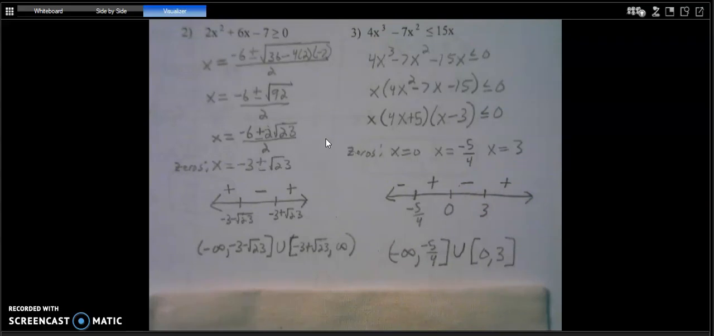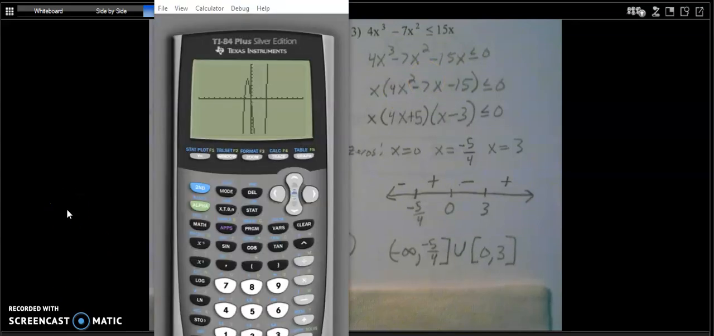Okay, so those are polynomial inequalities. And if you look at the graph on the last one, number 3, the graph can really help you. So if we're looking at this polynomial function here, we have the factored form. We have the zeros, -5/4, 0, and 3. And we can see we're looking for numbers that are less than or equal to 0. So it's below the x-axis here on the graph. So that's how the negative shows up here.